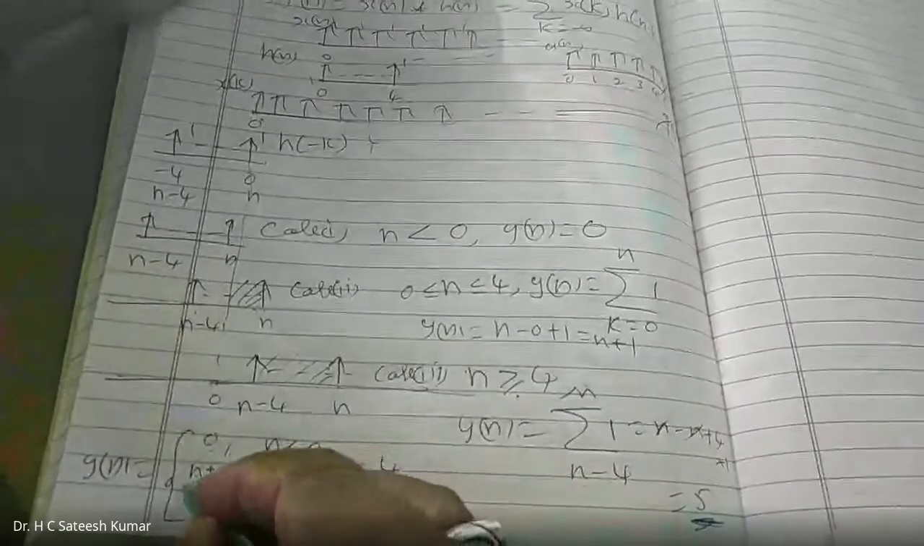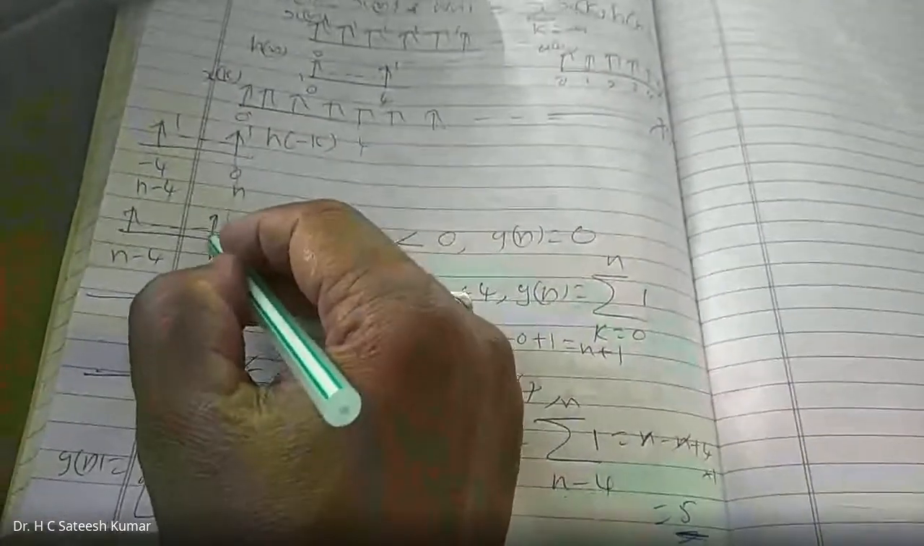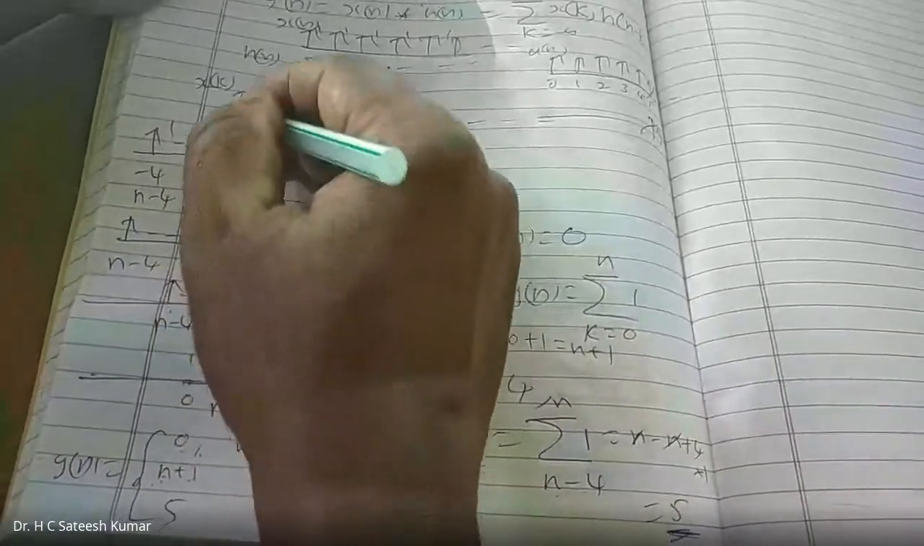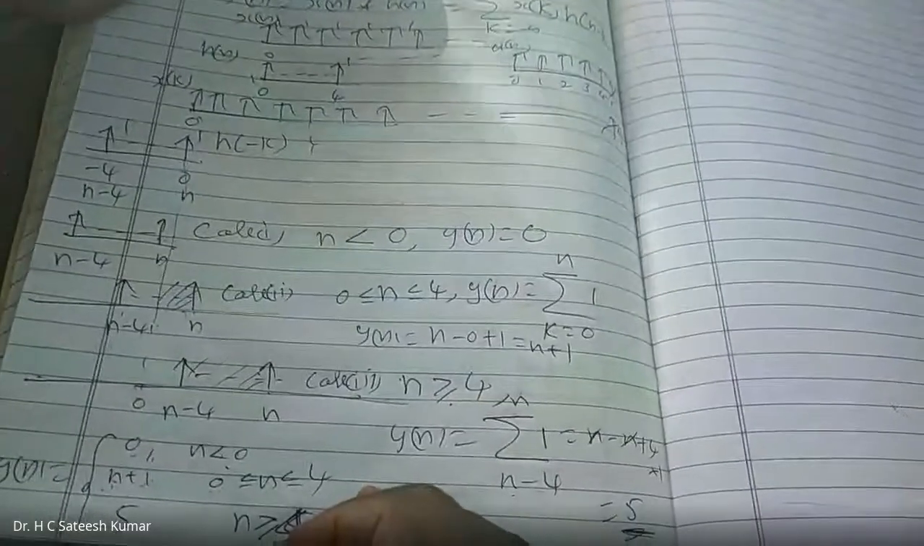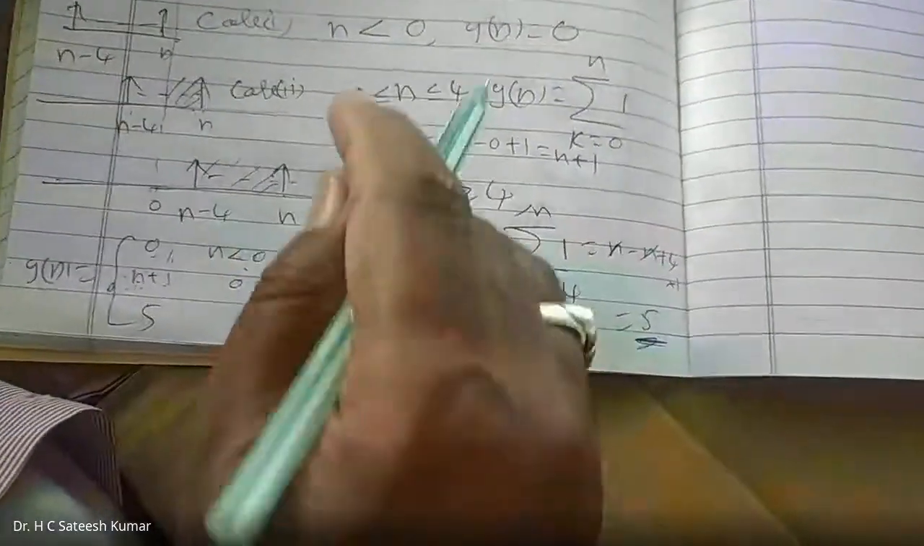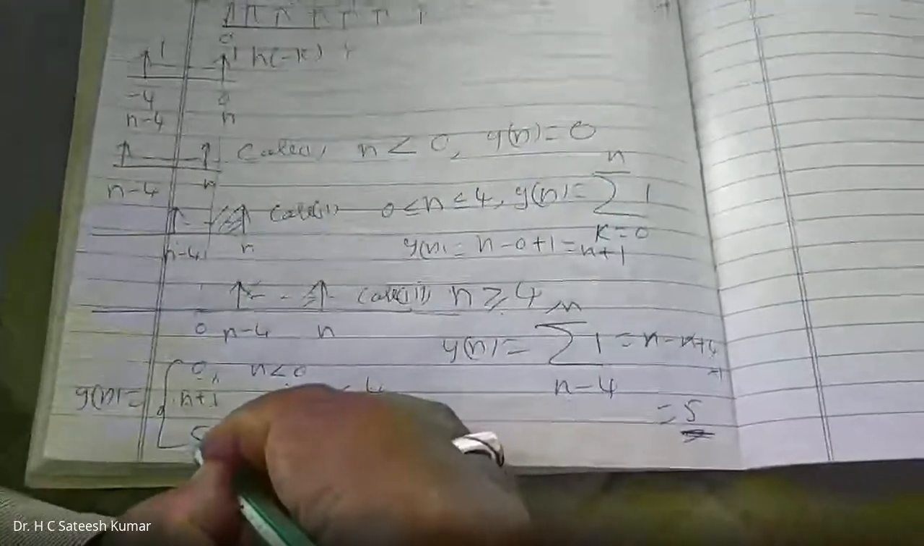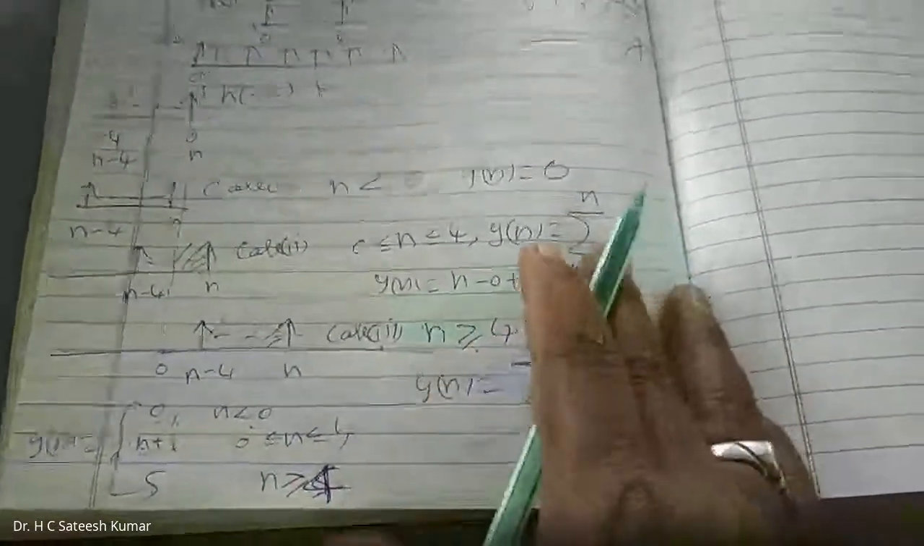N is equal to 0 means what? Answer is 1. N is equal to 0, one element gets overlapped. 1 into 1, you will get the answer as 1. N is equal to 4, it is 5. All the 4, N is equal to 4, 4 plus 1, 5. So it is verified. Now sketch it.